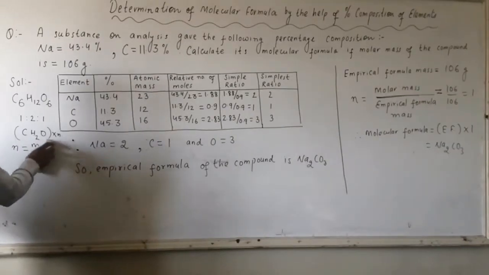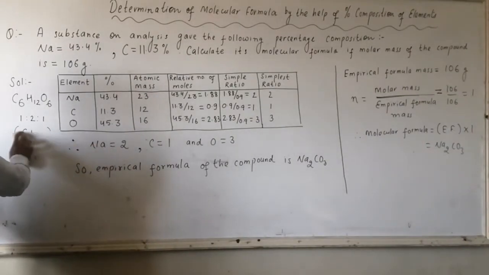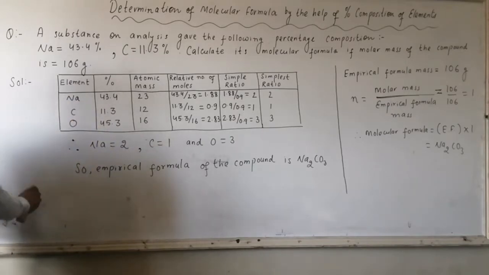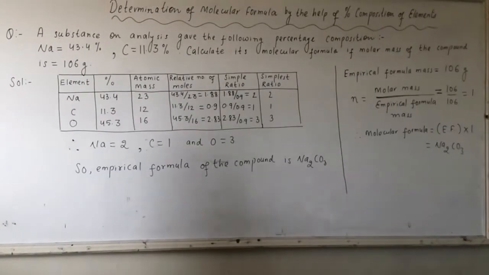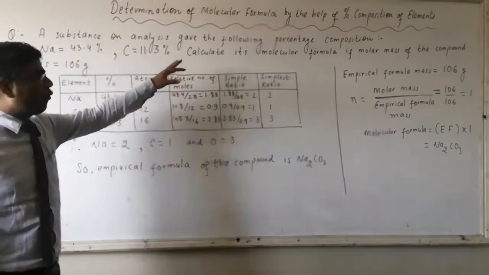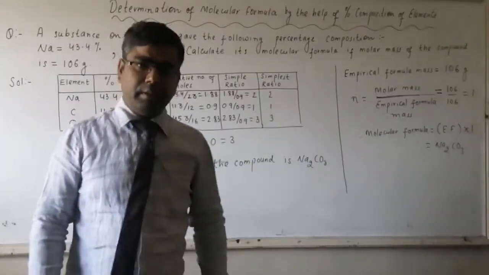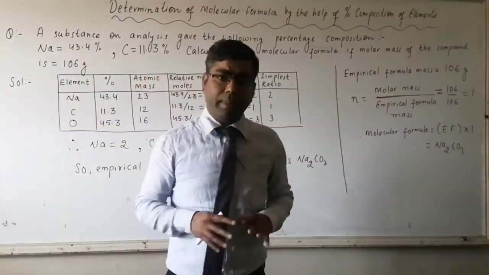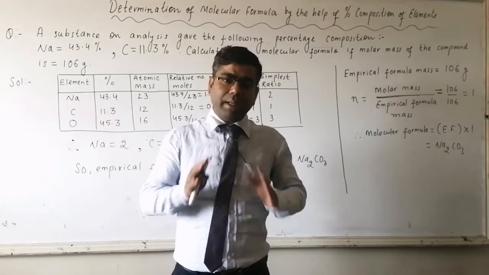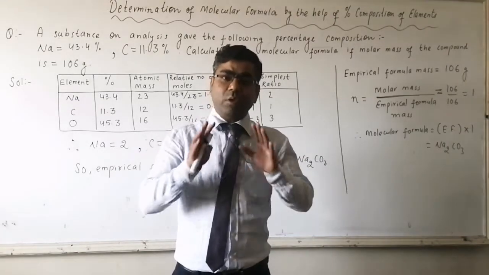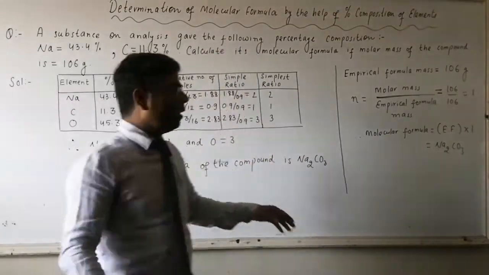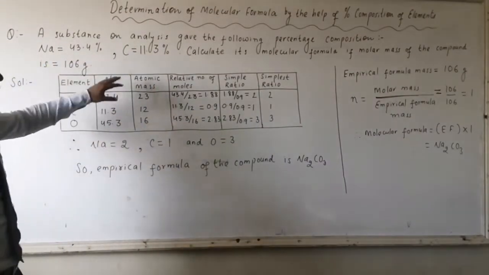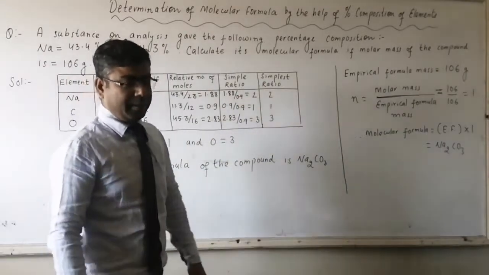So here, one question is given: a substance on analysis gave the following percentage composition. We don't know about the substance, we don't know about the compound, we don't know about the molecule, but their percentage composition is provided. And what is the percentage composition? Na equals 43.4% and carbon equals 11.3%.